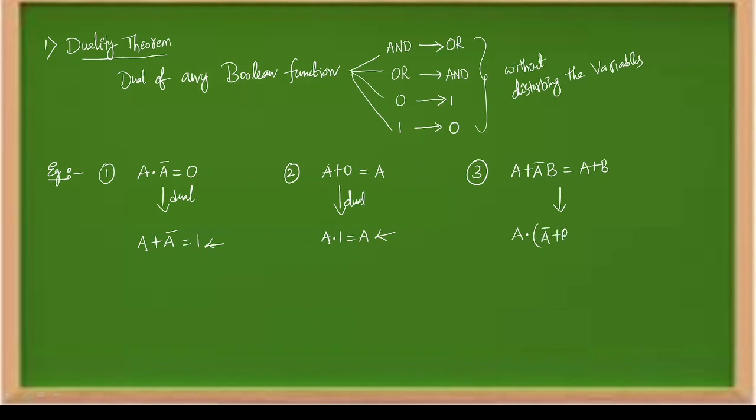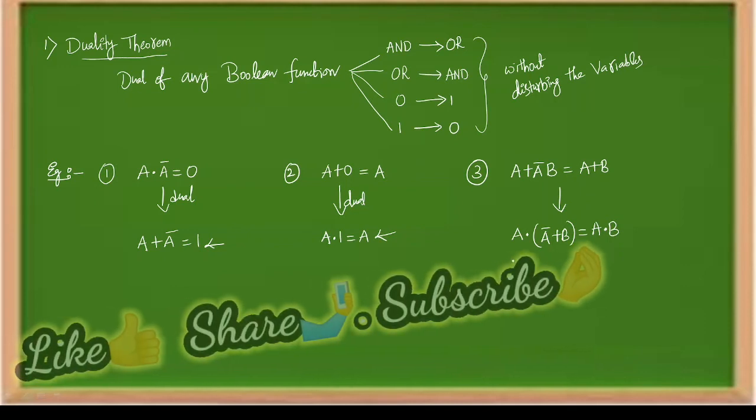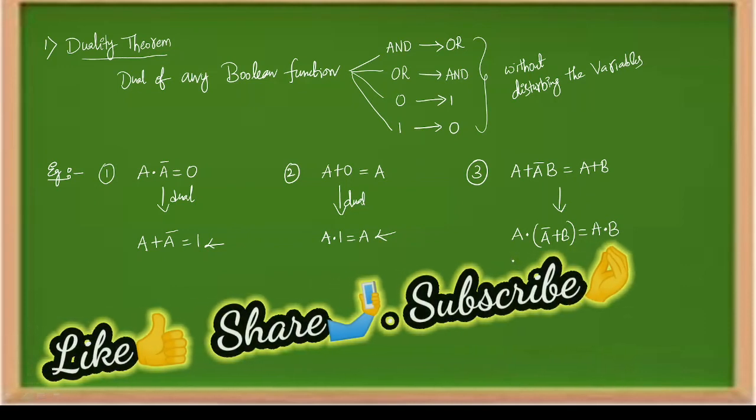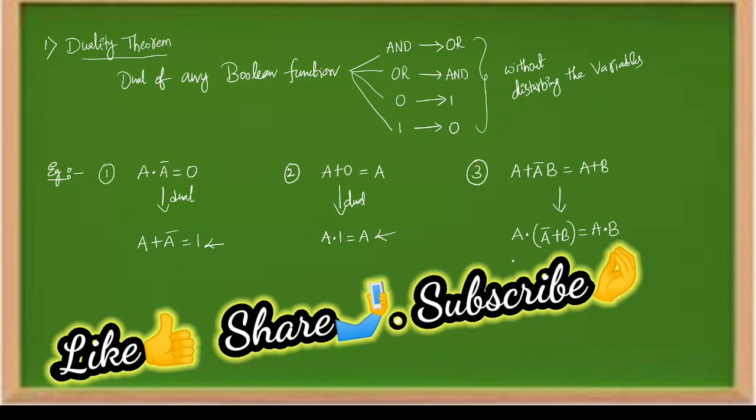So A bar plus B, and it is equal to, here A I am writing as it is, B I am writing as it is. Here OR is replaced with AND. Okay, you have one more postulate like this in your Boolean algebra. If you want, you can check the previous videos so that you can understand. This is the first theorem which I want to share with you. Thank you very much. We'll see another theorem in the next class.